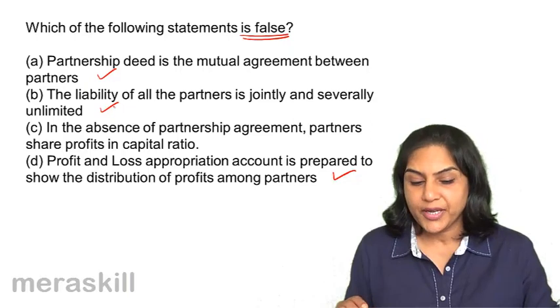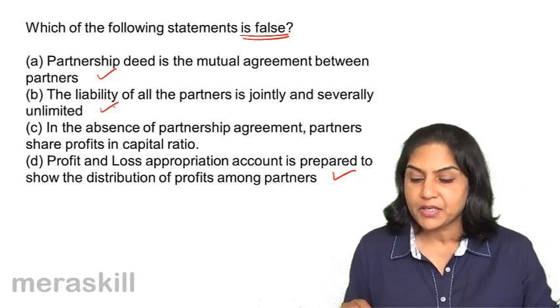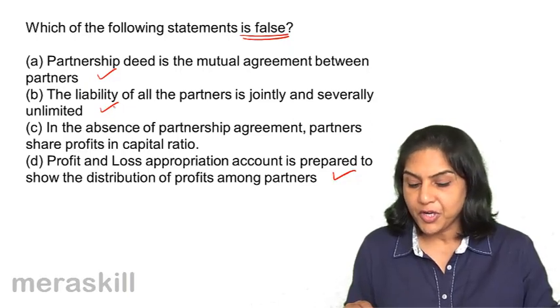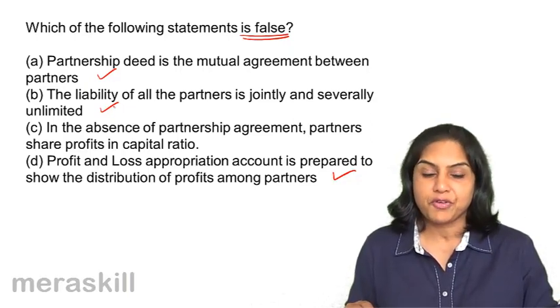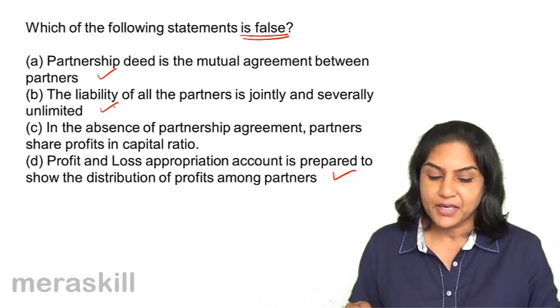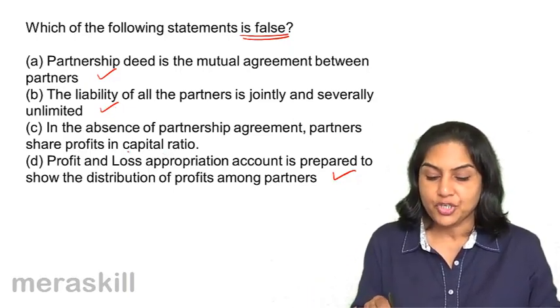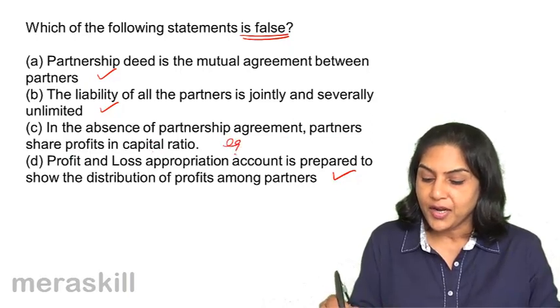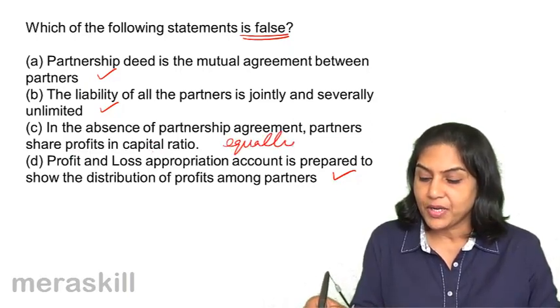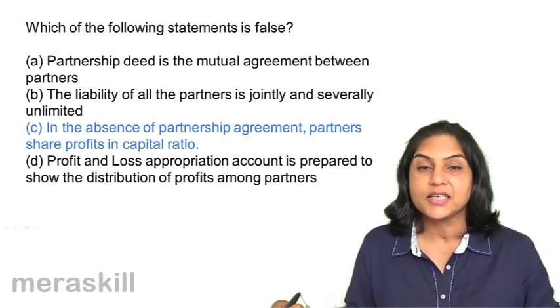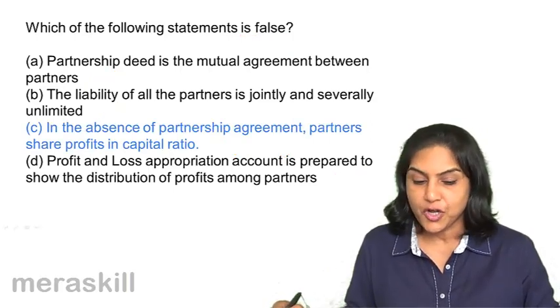Partnership deed is a mutual agreement. Yes. The liability of all partners is jointly and severally unlimited. True. Profit and loss appropriation account is prepared to show distribution of profits. So the false statement here is C. In the absence of agreement, partners share profits in capital ratio? No, they actually share profits equally. Therefore, in this case, the correct answer is C. The statement is false.